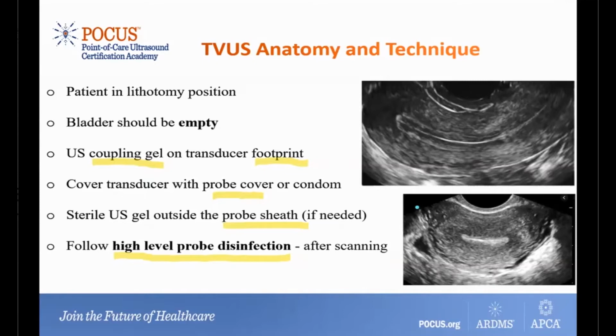Here on the top, we see the mid-longitudinal or sagittal view. You can see so much detail of the endometrial stripe. You can even appreciate the 3 layers. This is a trilaminar pattern, and you can see the myometrium as well as the cervix.